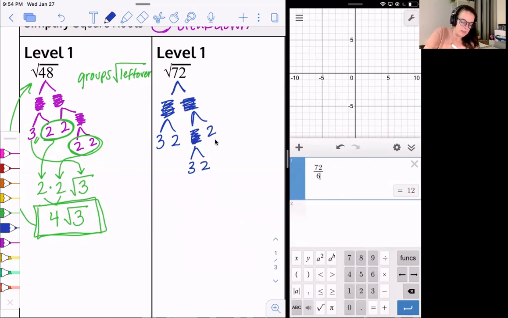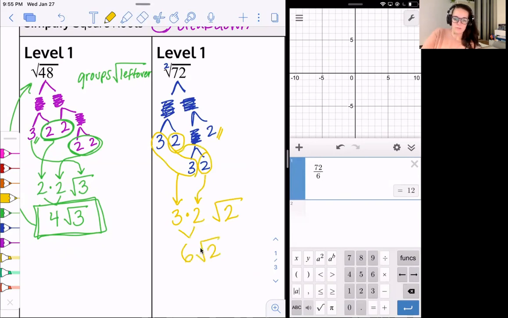So I know that my index is 2, so I'm looking for groups of 2 of a kind. So I have 3s, and I have 2s. That's another group. And then I have 1, 2 left over. It doesn't have a pair, so it has to stay inside its leftover. Right, so we have 3 times 2 would be 6. And then I have radical 2 left over.